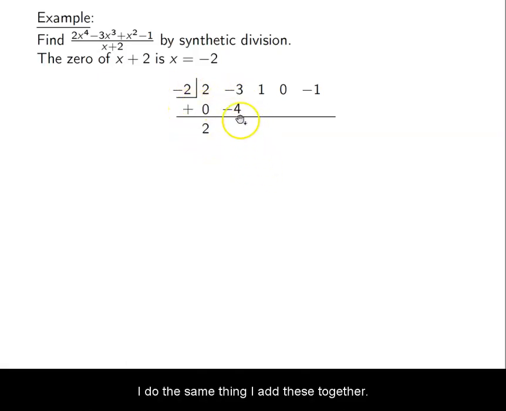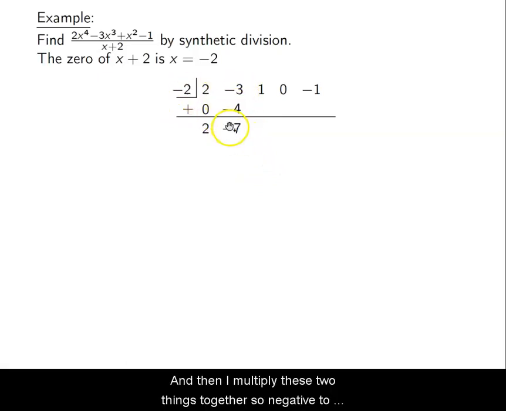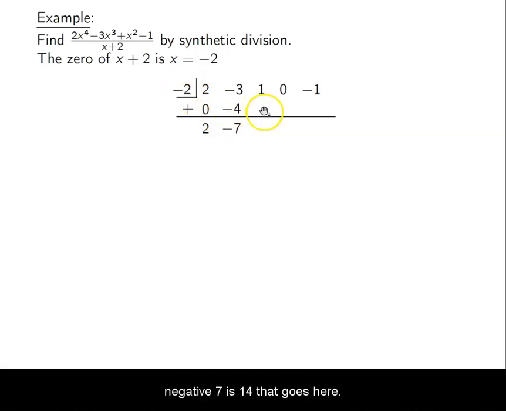I do the same thing. I add these together. I get -7. And then I multiply these two things together. So -2 times -7 is 14. That goes here. I add these together. I get 15. I multiply 15 and -2, -30. 0 plus -30 is -30. -30 times -2 is a positive 60.